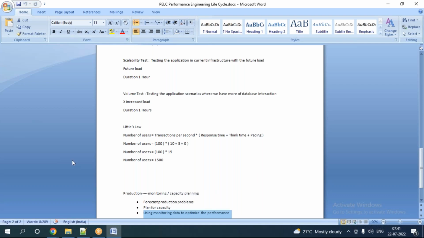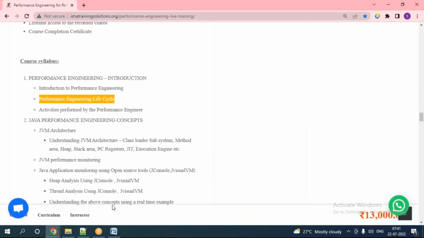So coming back to the topic, activities performed by the performance engineer. Before that, maybe I'll split this into two things. Activities performed means where there is a problem, that is when performance engineers come to that place, right? So what is that problem?